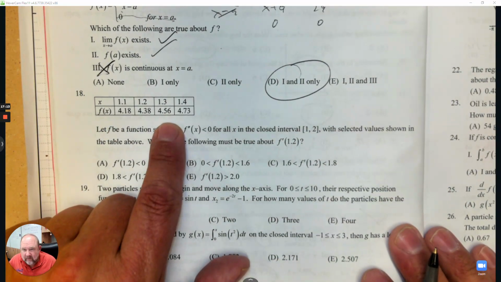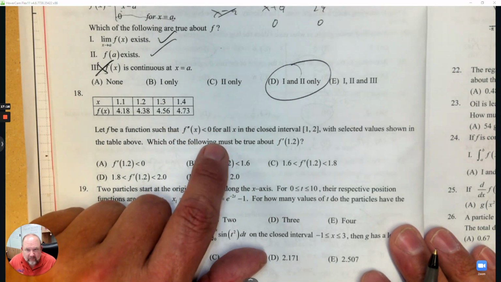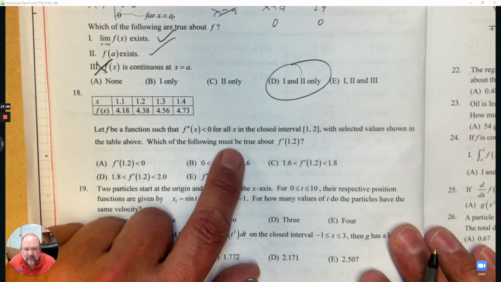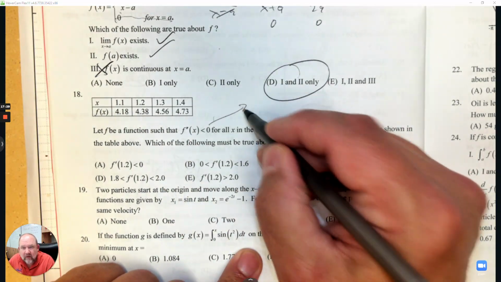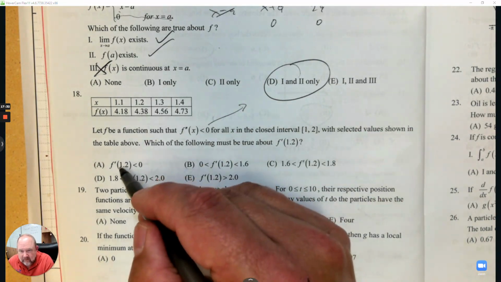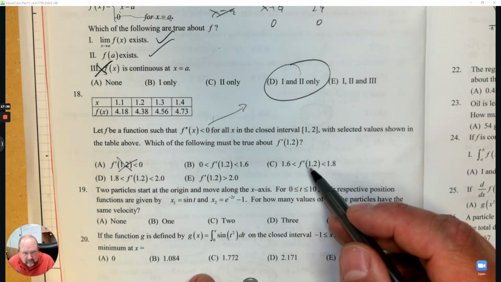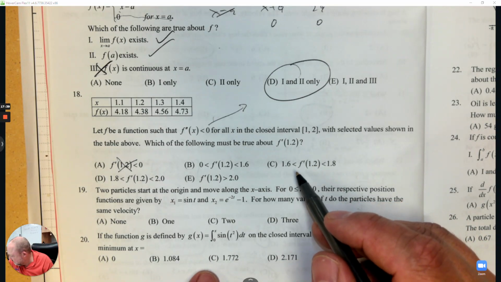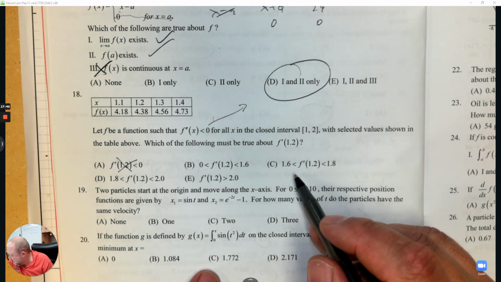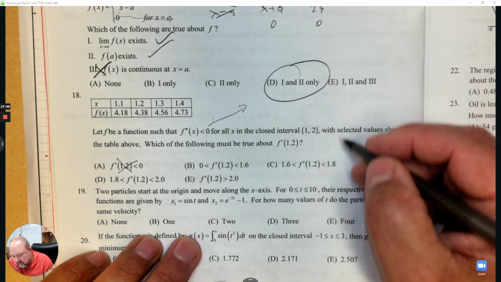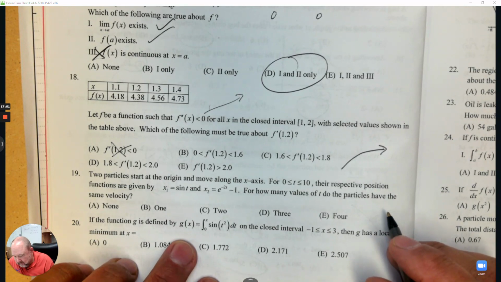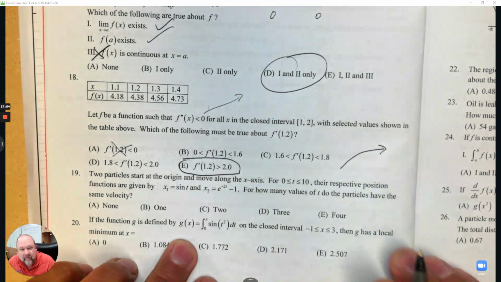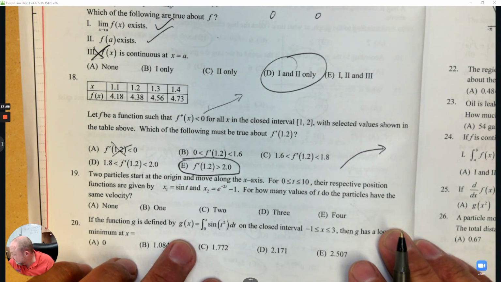All right, let this be the function. The second derivative is always negative from 1 to 2, with selected values shown here. Which of the following must be true about the derivative at 1.2? So what do we know so far about this? Is that it is increasing. So we know that the derivative is increasing, so this can't be it. So this is like it's concave down and increasing. I'm going to pick that one because that's what it says to pick.